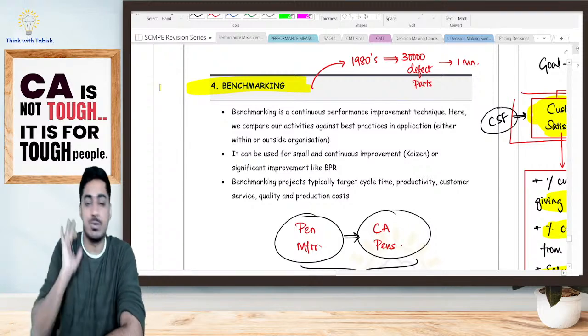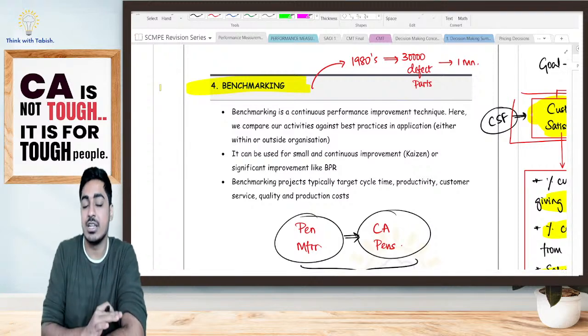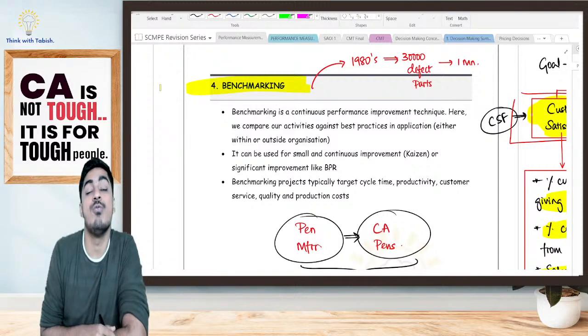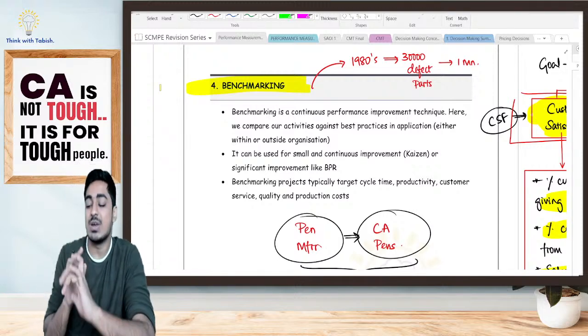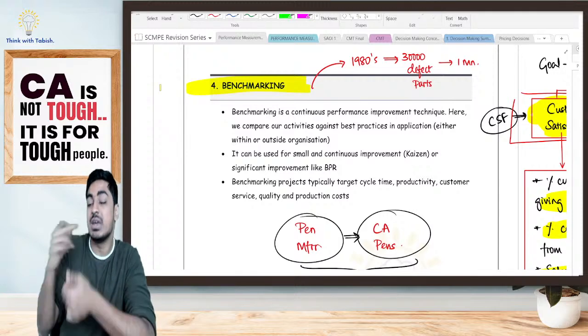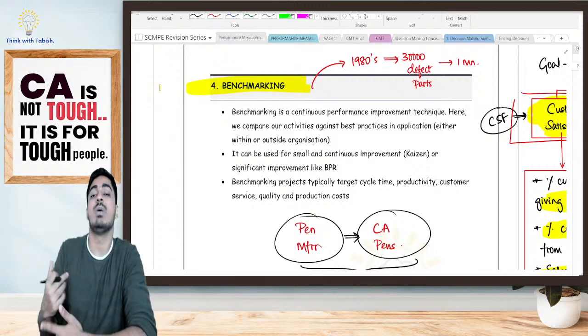I have given responsibility to a person, and I have calculated the performance. Now I want to see how well he or she has done. So to benchmark that performance, or one process the way we are doing it, I want to benchmark it with the best and see how much better I can perform.